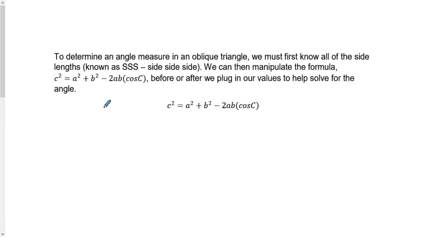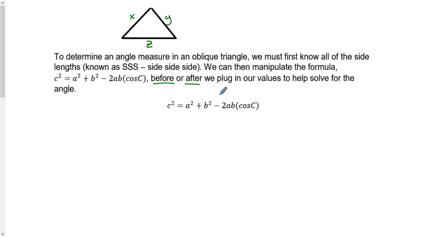Now, if we want to determine the angle measure of an oblique triangle, we have to know all three sides. So actually, I'm going to make this look nice. If I have a triangle, and I know what X, Y, and Z are, I can still use my sine or my cosine law to help calculate one of my angles. The only difference is we're just going to have to do some manipulation either before or after we plug in our values.